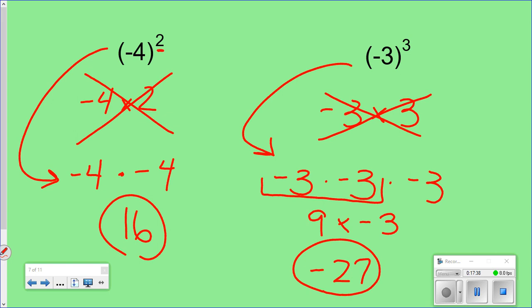So careful with your exponents. It's not saying -4 times 2. It's that number up there telling you how many times you're going to take -4 times itself. Yes, Mason.